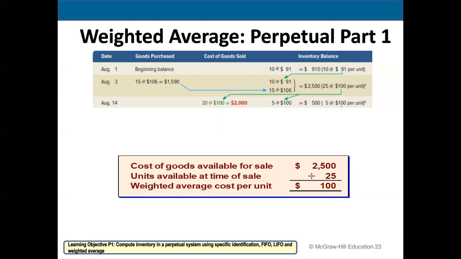So what we do to find the average is we just add up the cost. So we had $910 worth of units, and then we purchased another $1,590 worth of units. So for a total cost of $2,500. And then all we do is divide that by the number of units we have in inventory. So 2,500 divided by 25 gives us an average cost of $100 per unit. What this does is it gives us that average cost that we can then use when we actually sell a unit to estimate our cost of goods sold.